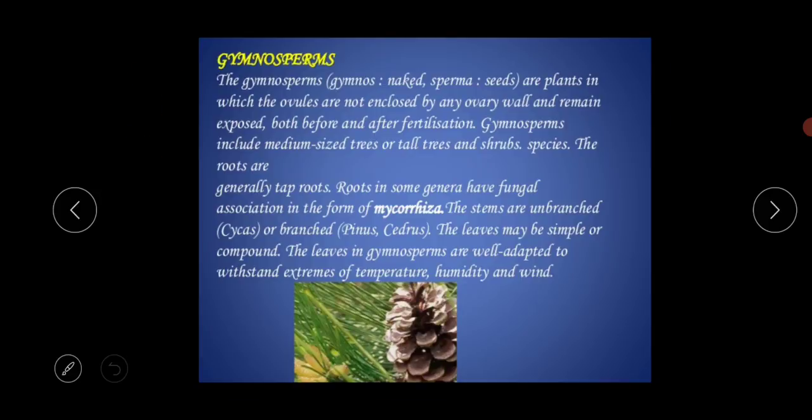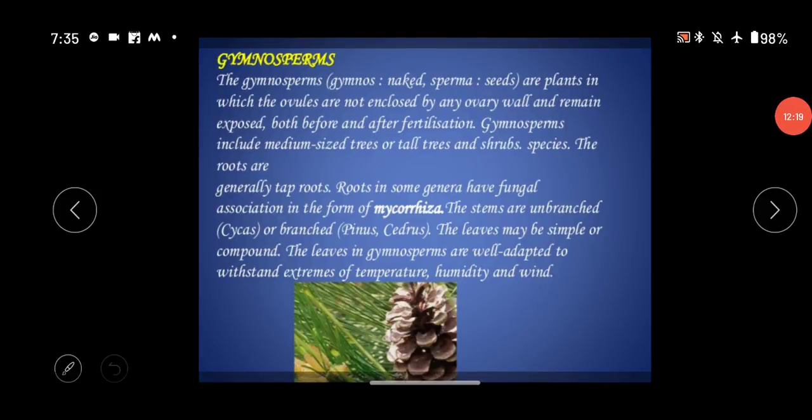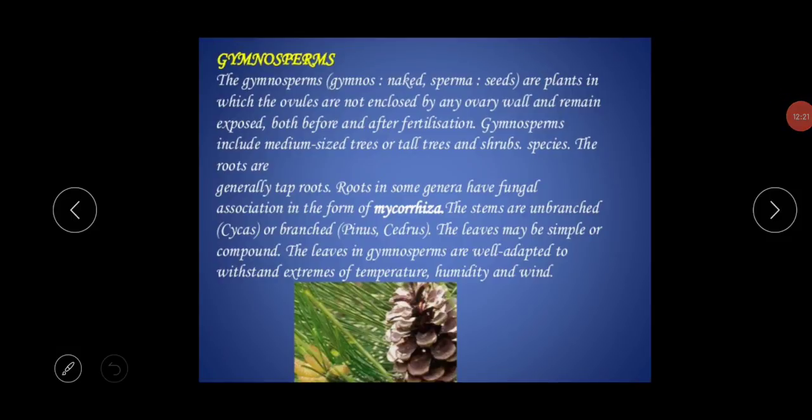Next is the gymnosperm. The next plant kingdom group is the gymnosperm. This word comes from gymnos, meaning naked, and sperma, meaning seed. So it means naked seed.